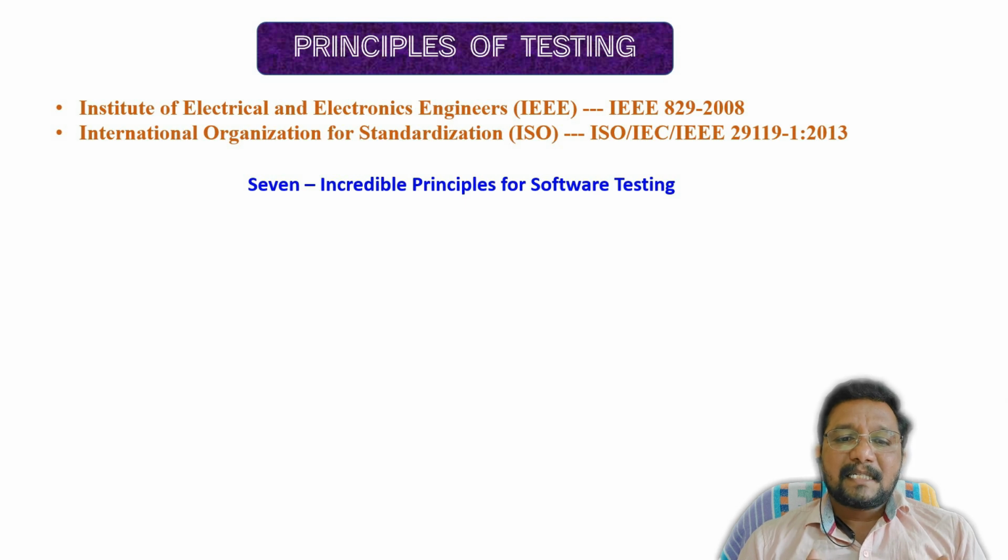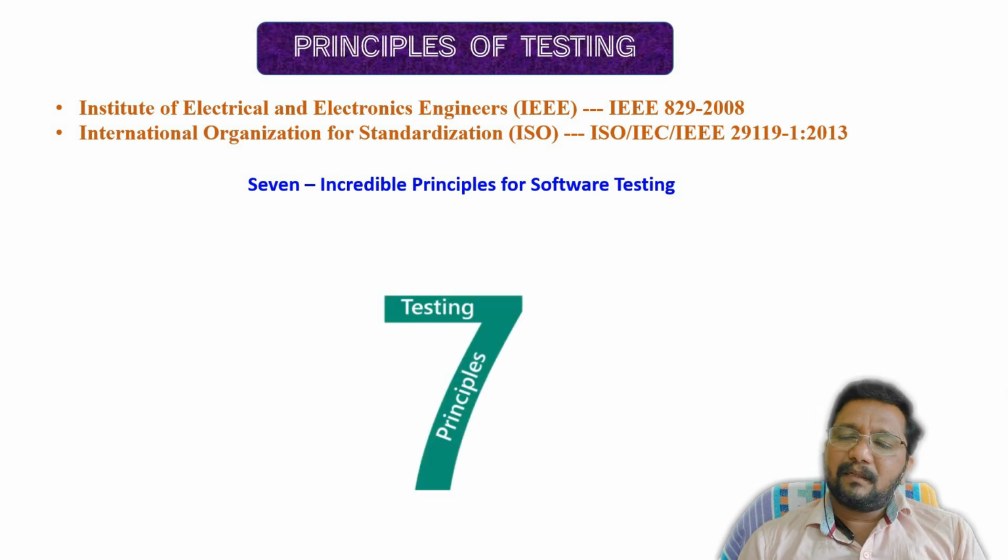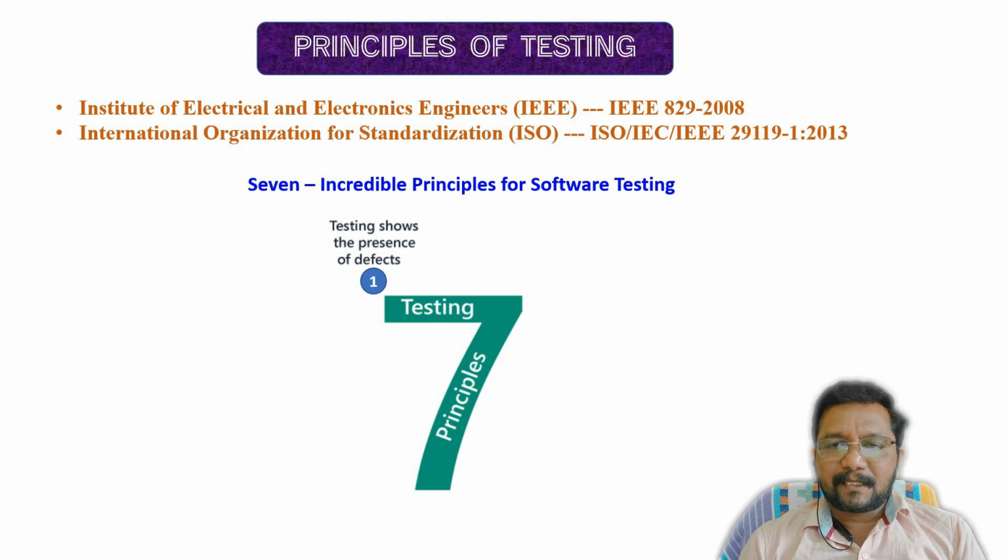These two organizations prepared 7 principles for software testing. Every software tester and every software testing company should follow these 7 principles. So what are those 7 testing principles? Now let us see the first principle, that is, testing shows the presence of defects.